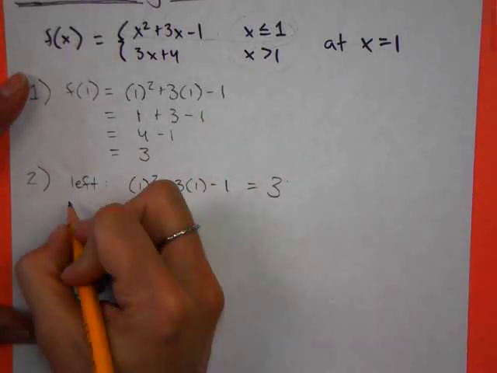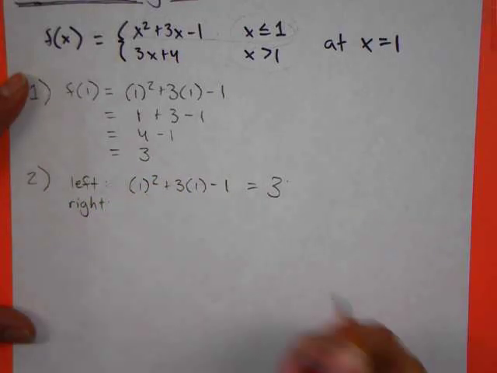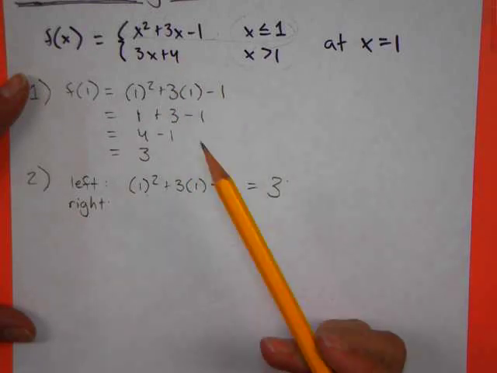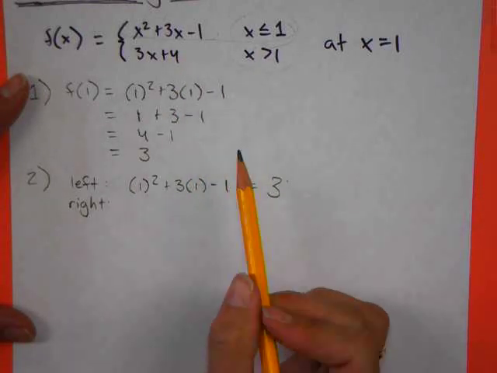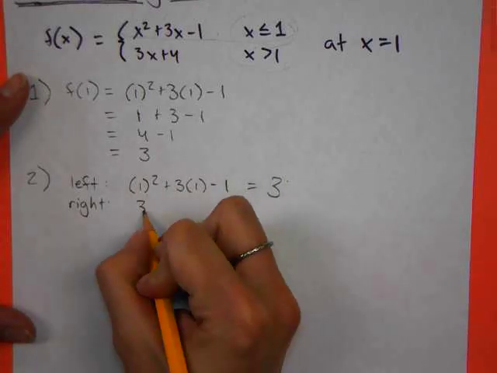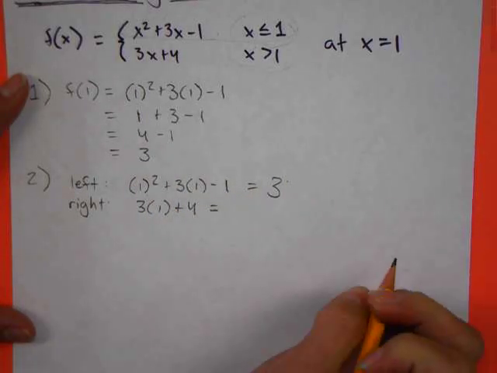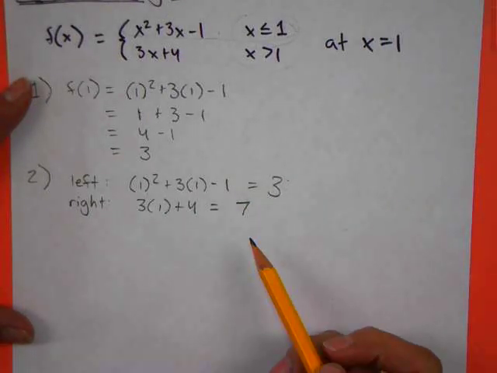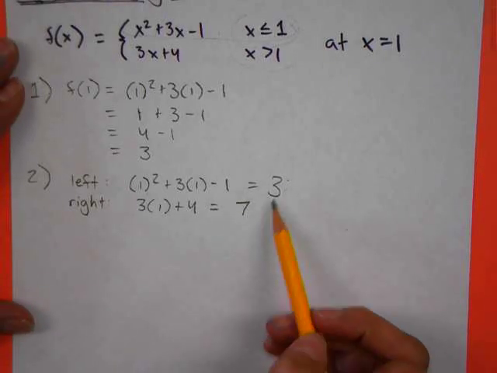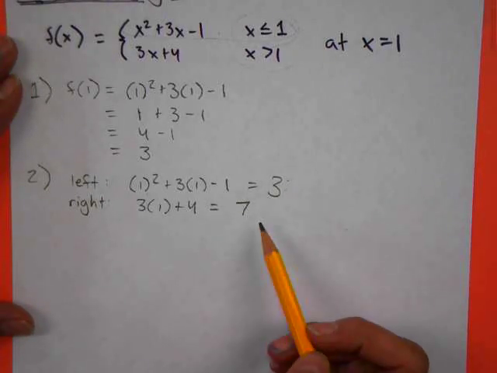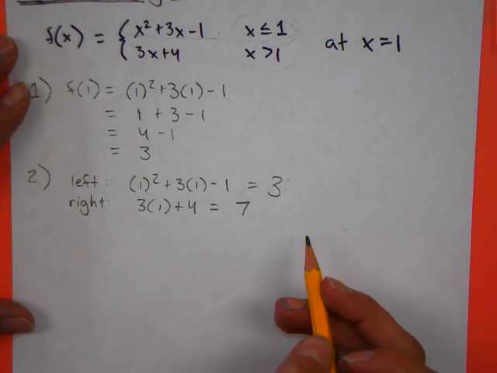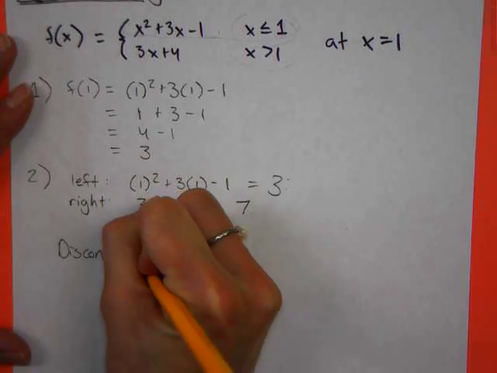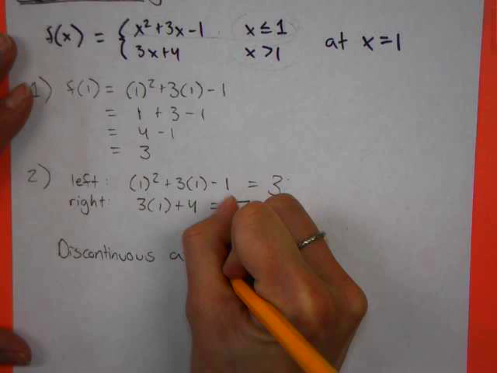Okay. From the right, that's for values bigger than 1. We can use 3x plus 4 to give us an idea of, as we approach 1, where we are headed. So 3 times 1 plus 4 would be 3 plus 4, which is 7. Now, if you take a look, we were testing to see if we get the same value from the left and right side approach, and we do not. The left and right do not match. So we can already see that this is going to be discontinuous at x equals 1.